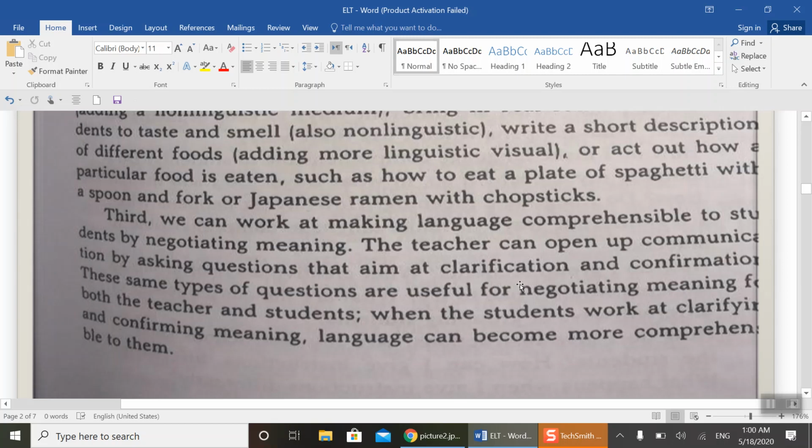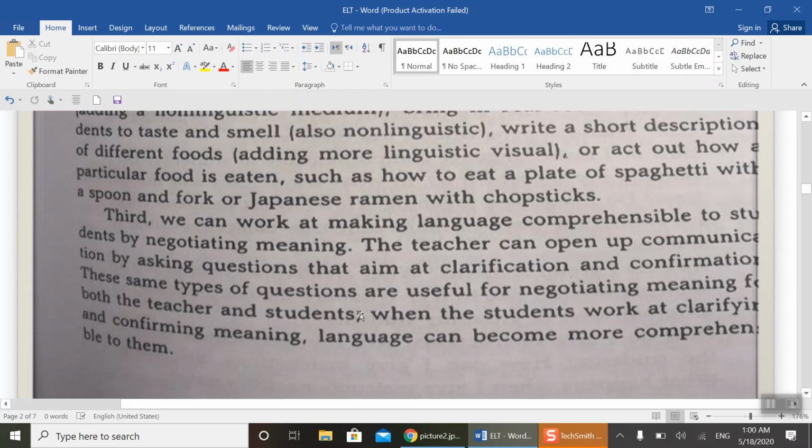Use them. Use these as me. Now I am doing what? The same. I am clarifying for you, and I am confirming. Okay? Use these questions. Is it clear? Clarify. Clarifying question. Remember them. Okay?